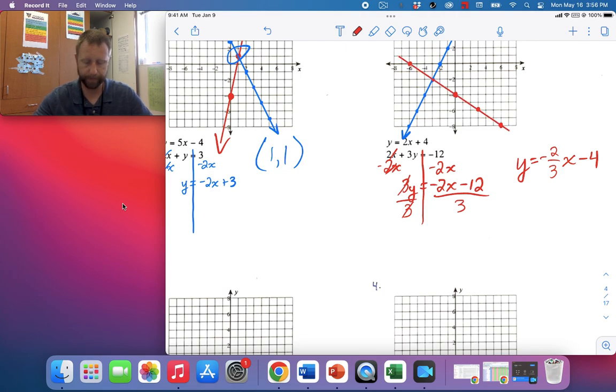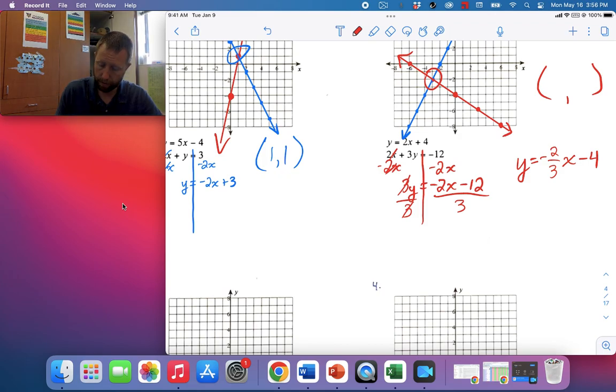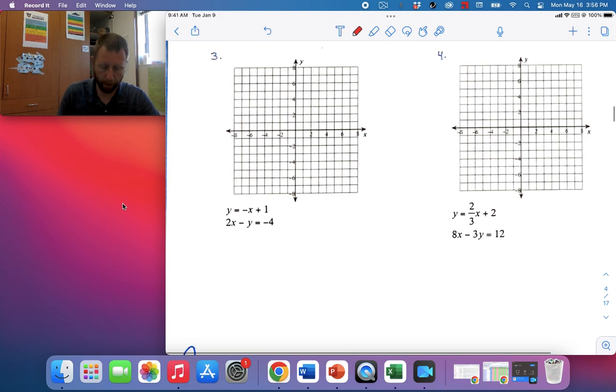Draw your line. And we can see very clearly where those two lines intersect. But don't forget to actually write out the answer. It's this ordered pair, okay? Negative 3, negative 2 is where they cross. I'm going to do the same thing for 3 and 4.